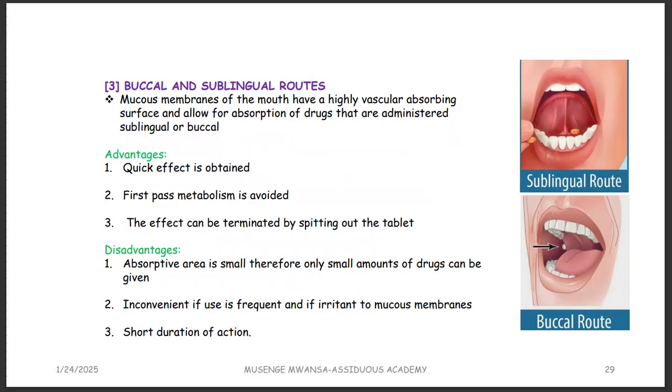The buccal and sublingual routes. So this is where you get the drug and you put it under the mucous membrane. And here there is a lot of blood supply, so the drug is going to be well absorbed. You can see the sublingual is under the tongue, and then buccal you are putting on the sides there.